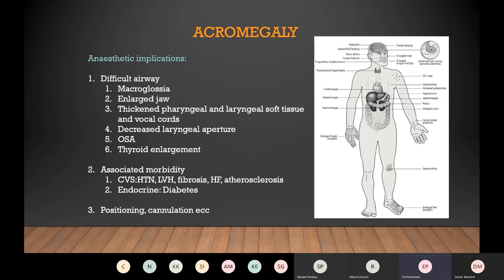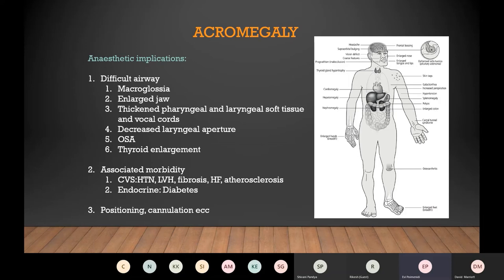Now, regarding acromegaly, you have to know about that. There are questions in both the primary and the final FRCA. It is important to recognize it and know a little bit about it, so it has a lot of important anesthetic implications. As you all expect, it definitely has a difficult airway. This has to do with macroglossia, with the fact that these patients have an enlarged jaw. You have thickened pharyngeal and laryngeal soft tissue and vocal cords. The laryngeal aperture is decreased. They often present with obstructive sleep apnea, and they have thyroid enlargement.